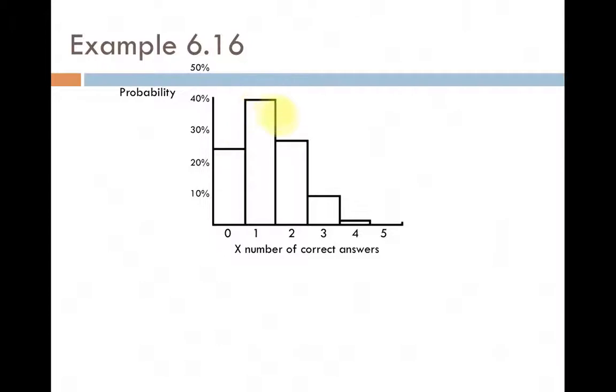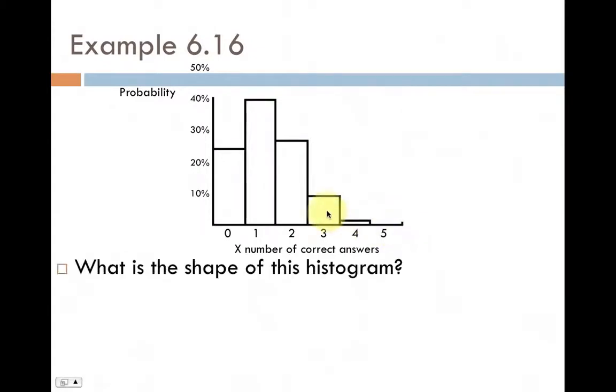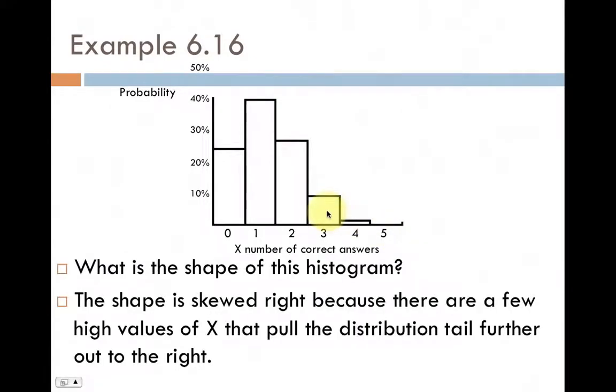The shape of the distribution, you should recognize, is skewed to the right. It is skewed to the right because there are a few high values of x, 4 and 5, that pull the distribution tail further out to the right. So this tail is being dragged to the right, where the bulk of the data is really on the left-hand side.